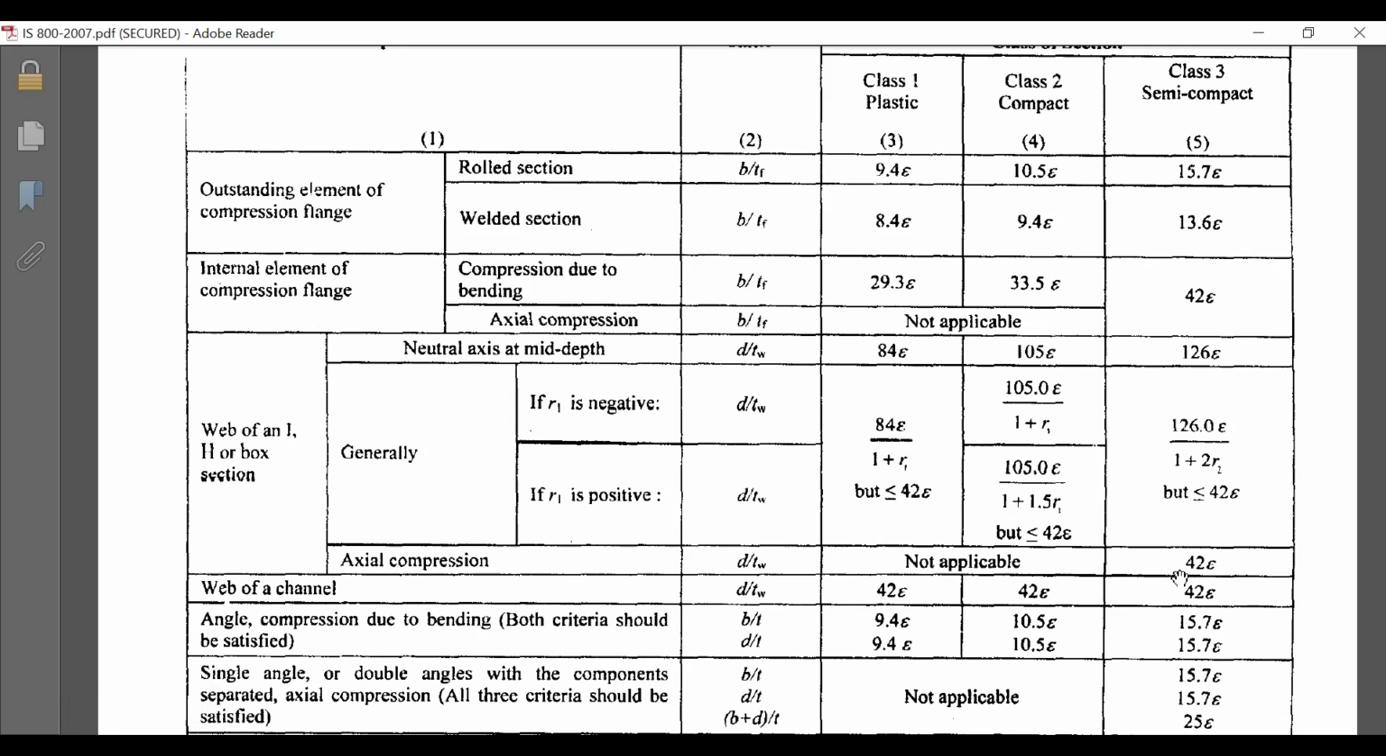So let's write these values here. Let's find out initially the B by TF value and the D by TW value, and then we'll come back to this table and classify the section. Let's quickly look at this.